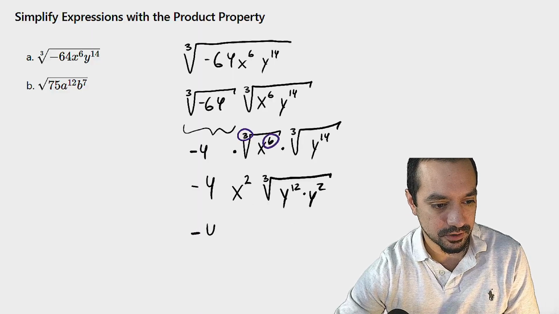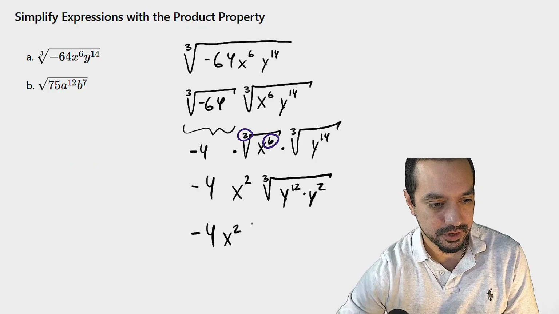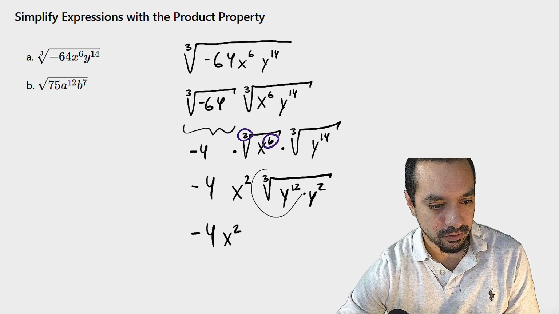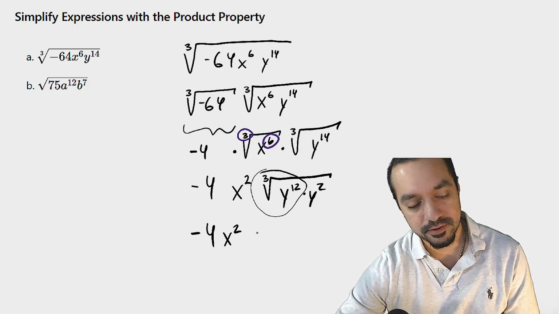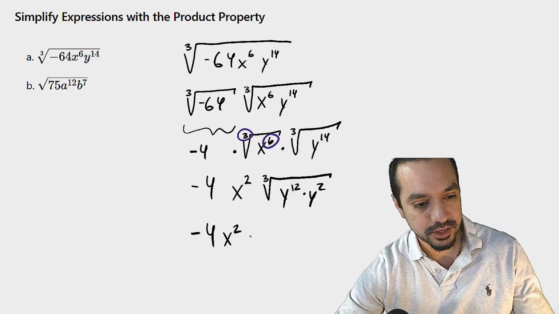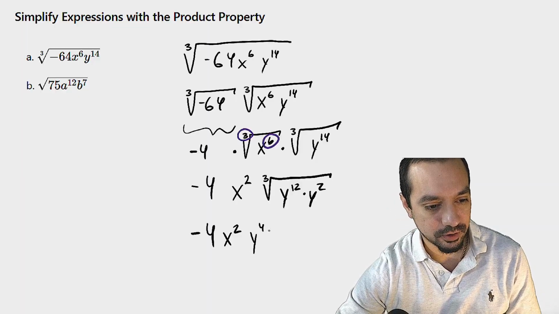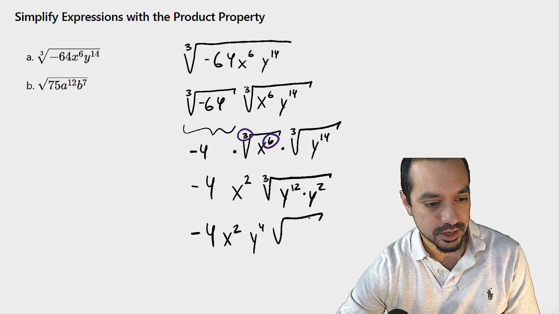So from here, I'll go ahead and wrap up y. Y to the 12th, if we take the cube root of that, it's going to give me y to the 4th outside of the cube root, and inside of the cube root I'm left with y squared.